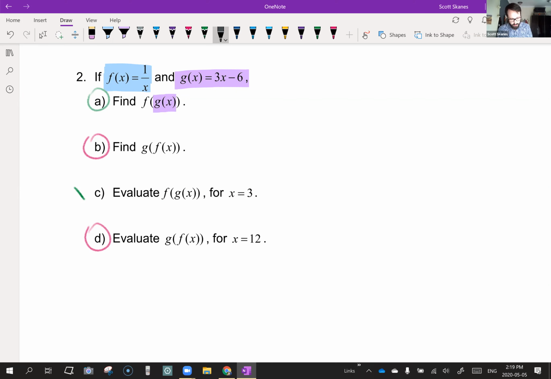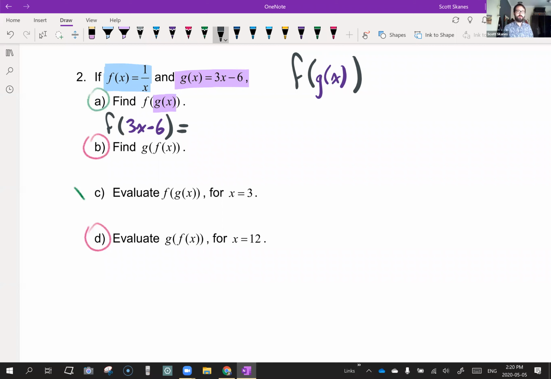Now, f has brackets. You can put whatever you want in there: a 0 or a 1 or a 10 or anything. You can also put functions in. It's just like a box. And we're choosing to put the entire function g inside. So we will have f of 3x minus 6. F, when x is actually 3x minus 6, the entire function.